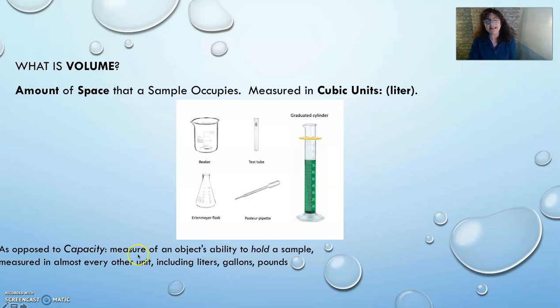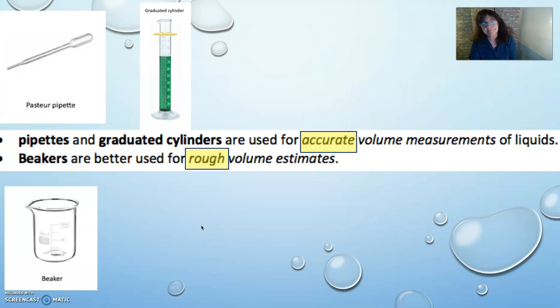Capacity is the measure of an object's ability to hold a sample. It's measured in just about any other unit that you can think of. It's measured in liters, it's measured in gallons, it's measured in pounds, it's measured in ounces. But volume is very specific for metric. And we measure volume in accurate ways and in rough ways.